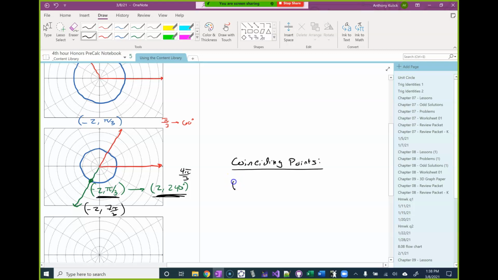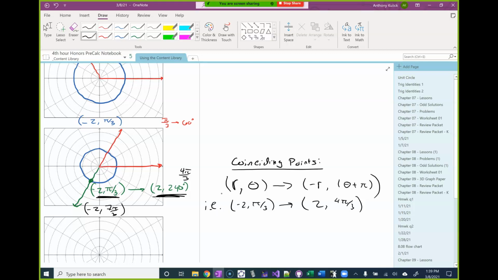Okay, so I know that a point (r, theta) coincides to the point (negative r, theta plus pi). This was basically what we saw when we had negative pi over 3 coinciding to positive 2 and then 4 pi over 3. Everybody's okay with that? That's kind of our general rule.